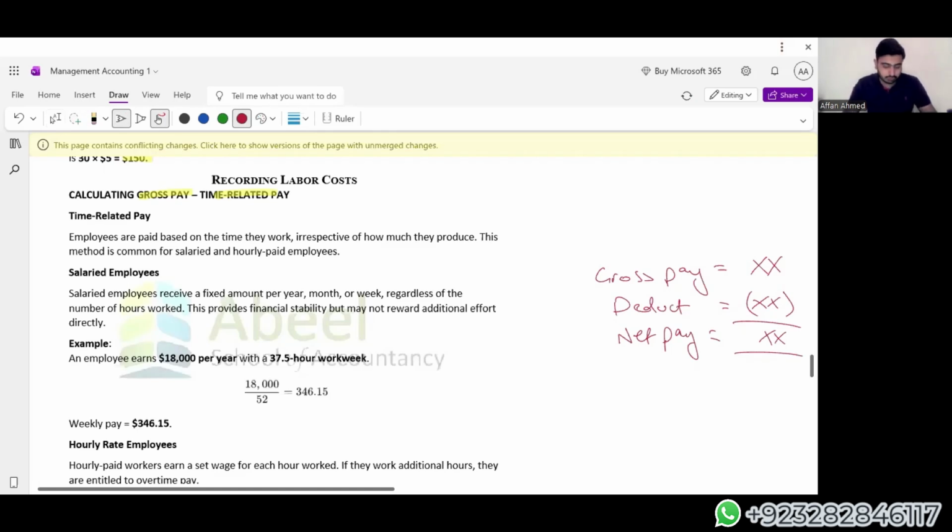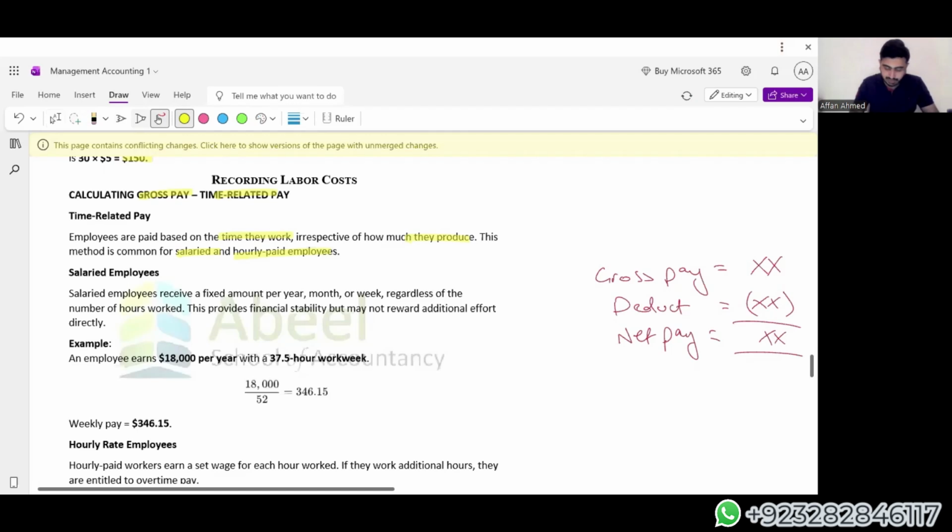Okay, so let's see how we are going to calculate gross pay. First of all, we have time related pay. So the example is in front of you. The services organization normally has a time related pay where the employees are paid according to the time they invest in the business. So employees' payments are based on the time they have worked, irrespective of how much they have produced. This method is common for salaried and hourly paid employees.